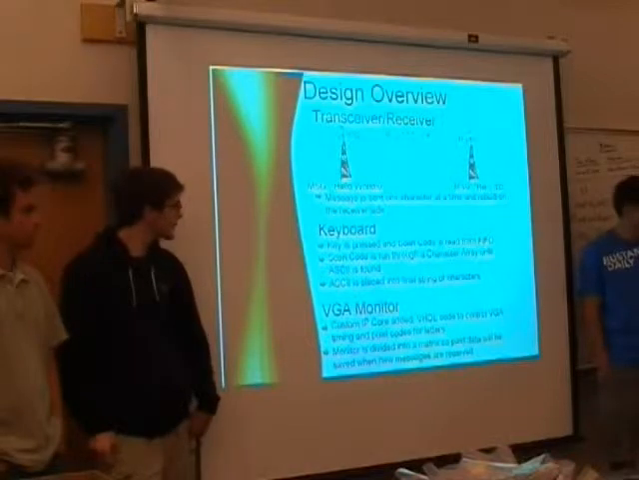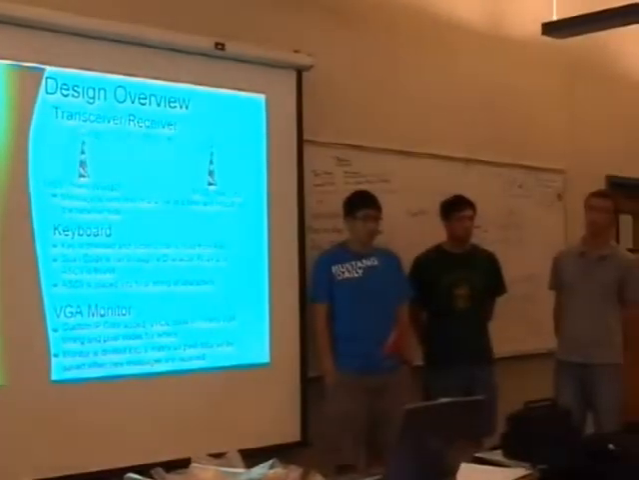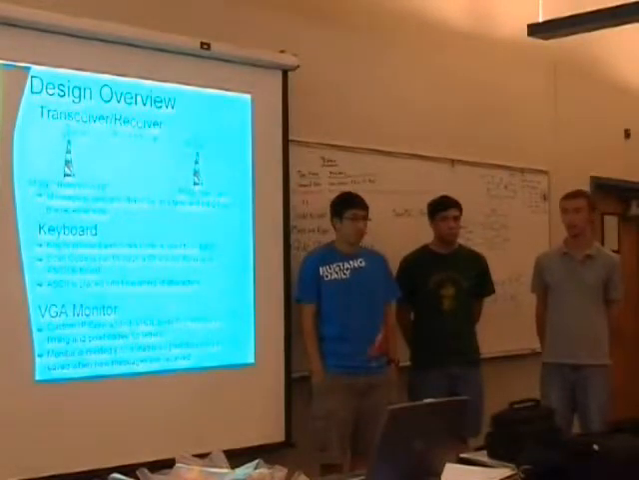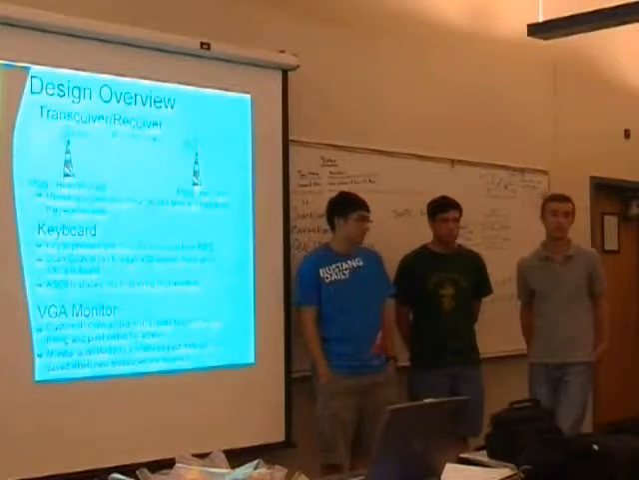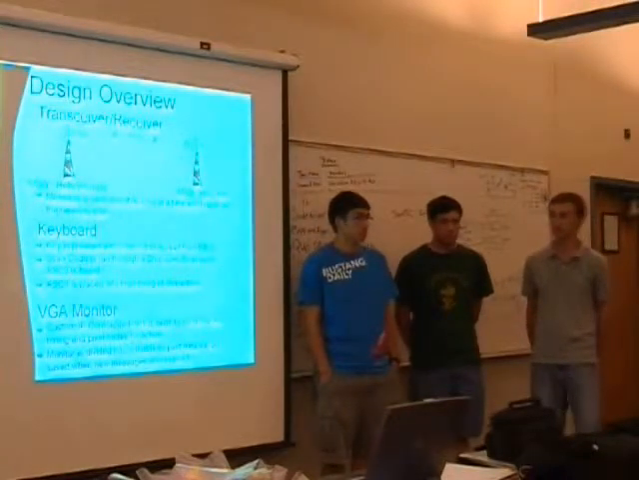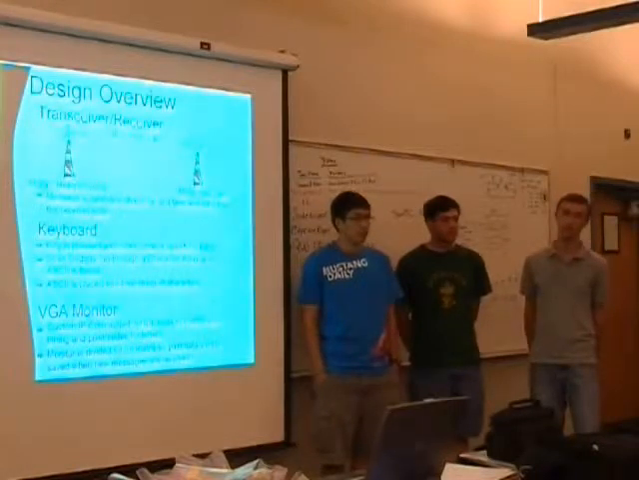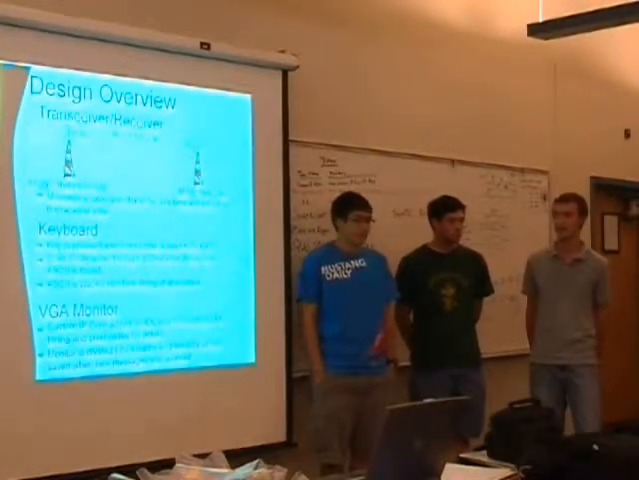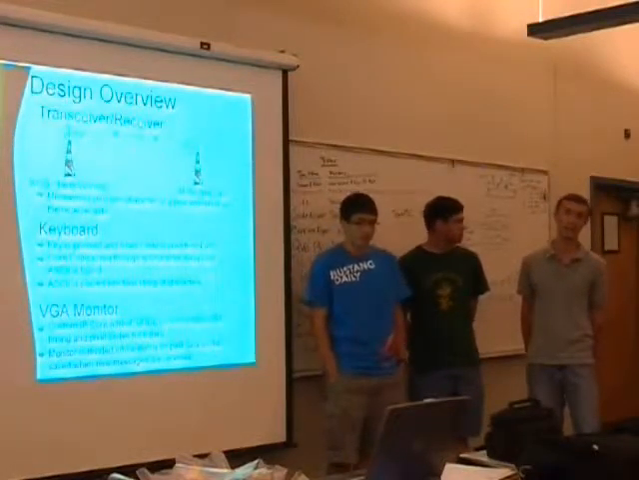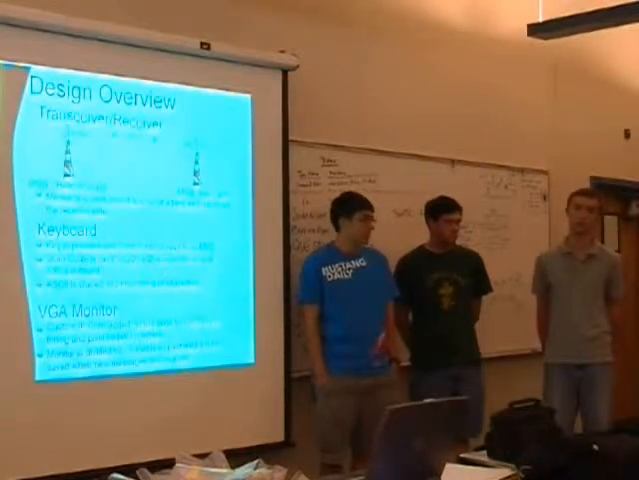For the VGA monitor, we wrote VHDL code to add an IP core to MicroBlaze, and we used Digilent's code for the control signals for the VGA, the horizontal and vertical sync. And then we designed the characters pixel by pixel and set up an array in the VHDL code to output characters to the monitor.